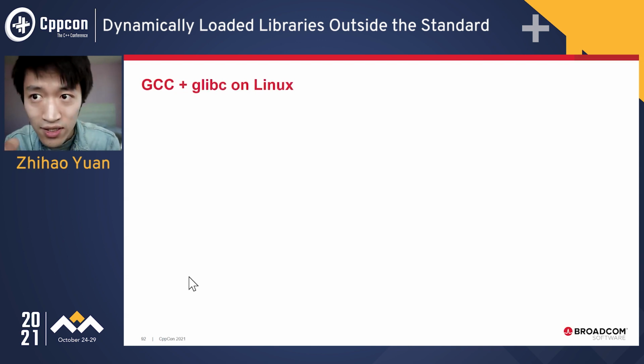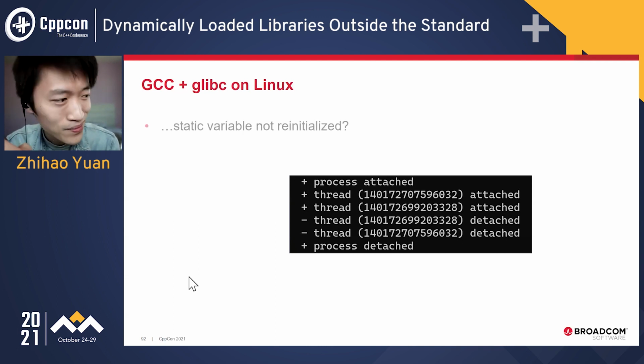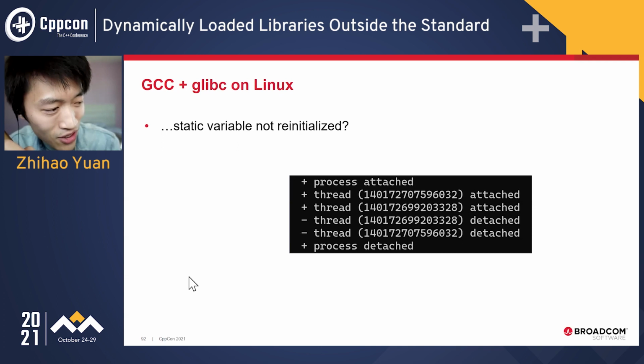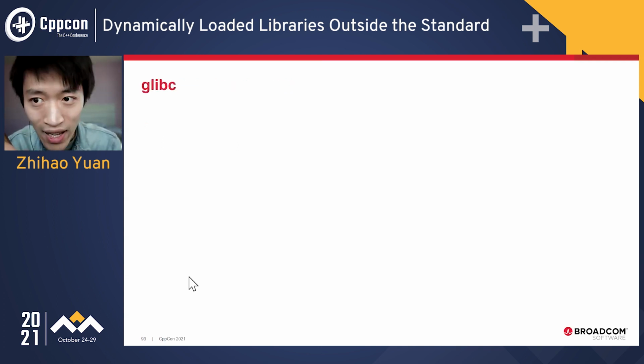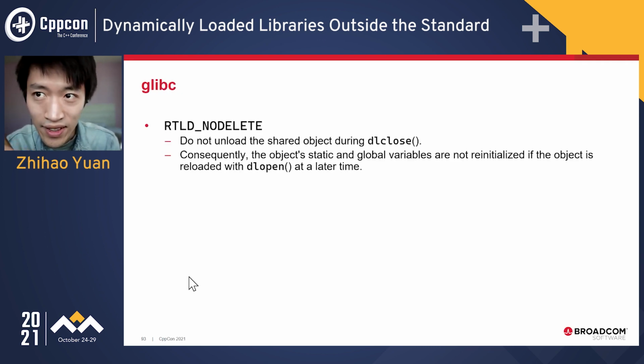For GCC plus glibc on Linux, well, that looks weird. It looks like the static variables are not reinitialized. But what actually happened is there is a flag for shared objects loaded using dlopen. The flag is NODELETE. It prevents shared objects from being unloaded when you call dlclose. Consequently, the object's static and global variables are not reinitialized if the object is reloaded with dlopen at a later time. And to implement proper thread local semantics, what glibc decided to do is flag NODELETE on the DSO until all those thread local objects are destroyed.